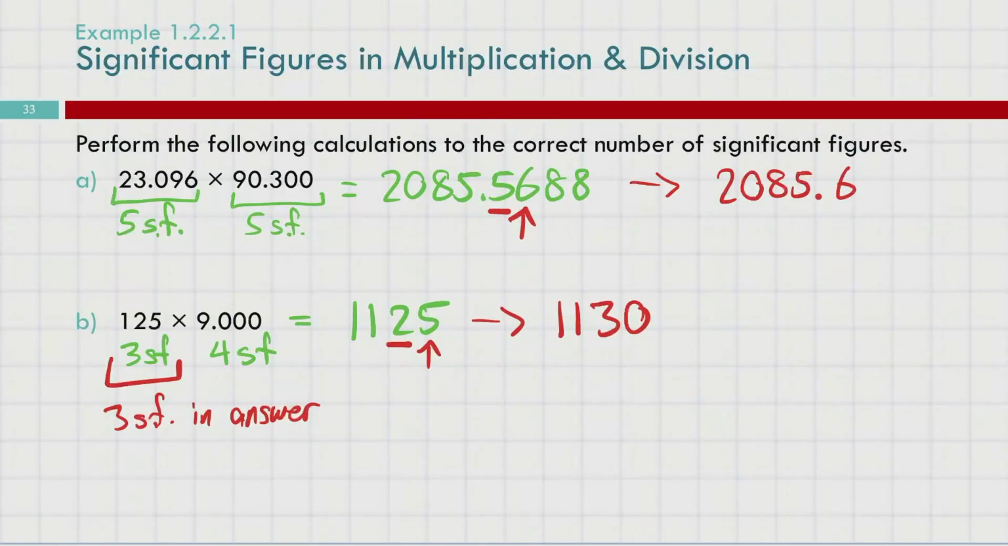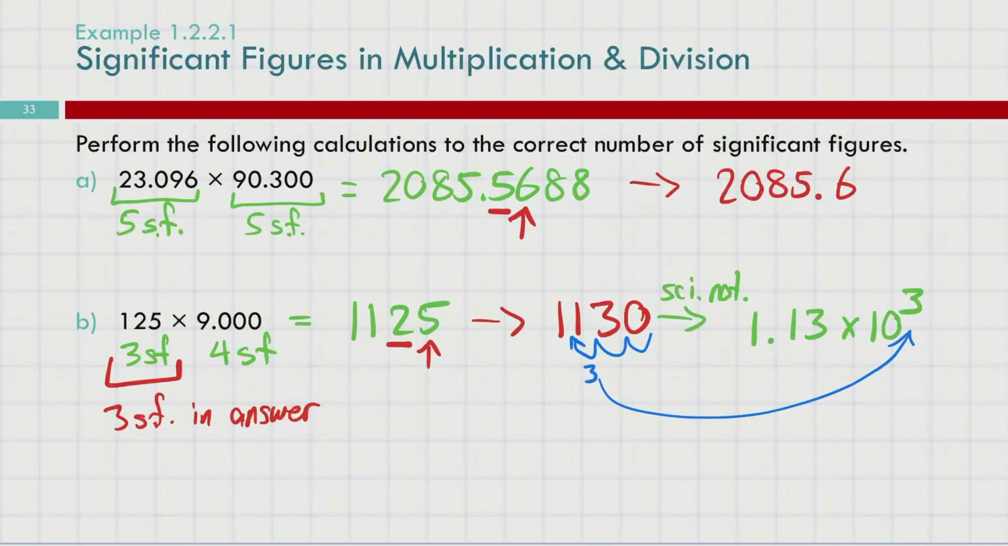Other questions? How many significant figures does what I wrote have? 3 or 4. We've got a 0. I didn't write a decimal place. It's a little ambiguous. So we would need to write this in scientific notation. So we would write that as 1.13 times 10 to the 3, and that would be our final answer.